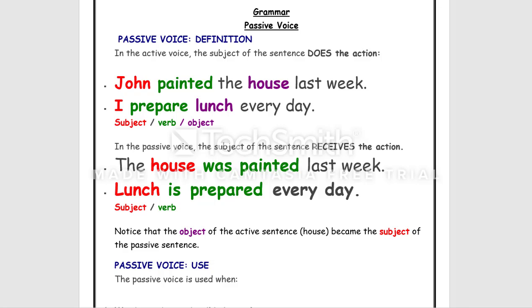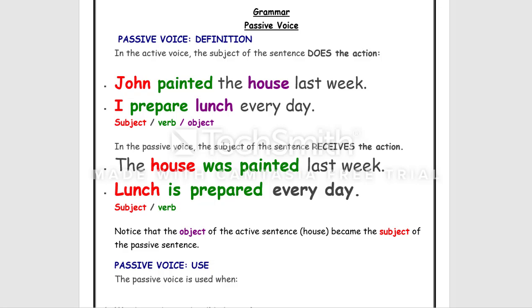Today we're going to learn about passive voice. The opposite of active is passive. A sentence generally begins with the performer or doer of the action, which is the subject, then the verb, then the object. This is called an active sentence. So in the active voice, the subject of the sentence does the action.